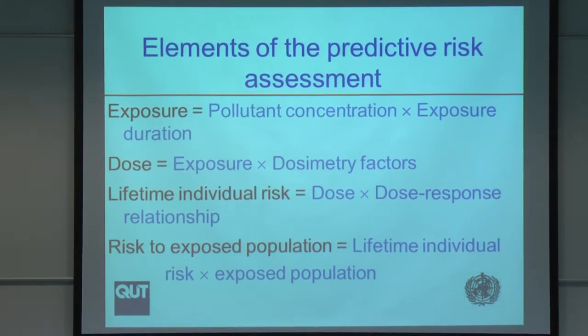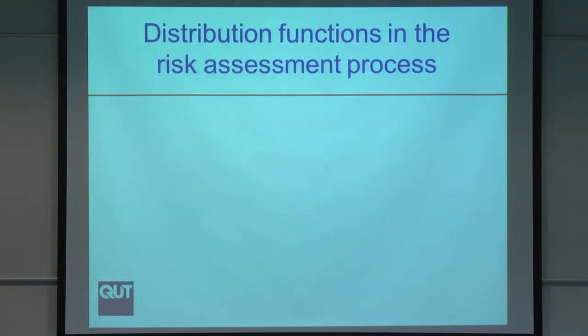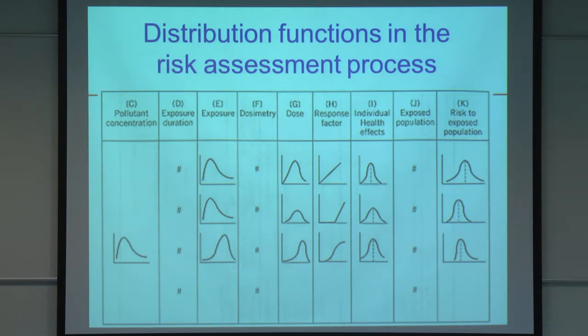Now, this is a very simplistic and very conceptual view. One part of the issue is that in many cases we go from exposure directly, not to dose, but to an exposure-response relationship, because we simply don't have all these factors. Most of the epidemiology is based on exposure-response relationships. This is a concept which I think is useful to have in mind, but it's extremely simplistic. Part of the issue is that in none of the cases is this just a simple multiplication. In most cases, we are talking about some kind of functions.